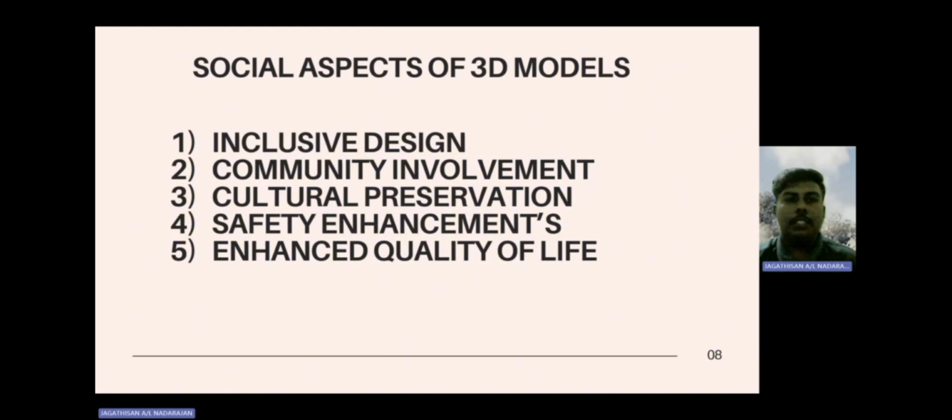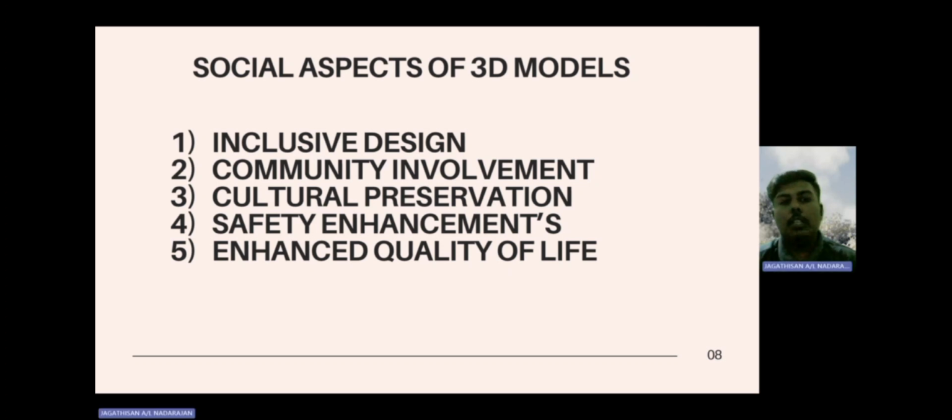Next is social aspects of 3D models. The first one is inclusive design. 3D modeling allows for the creation of spaces that are accessible to all individuals, including those with disabilities, by visualizing and testing designs for universal accessibility. The impact is inclusive design ensures that all community members can use and enjoy the space, promoting social equity and enhancing the quality of life for everyone.